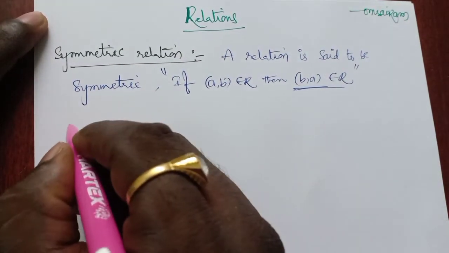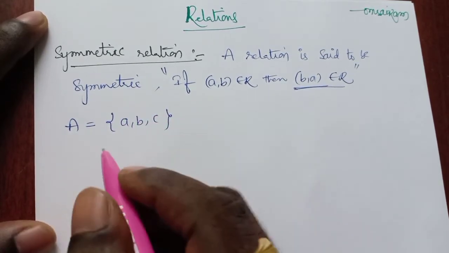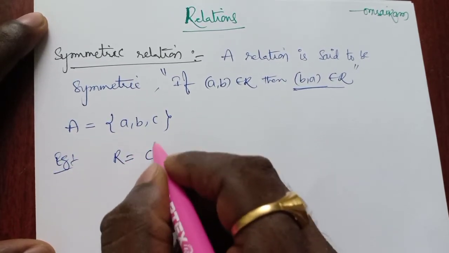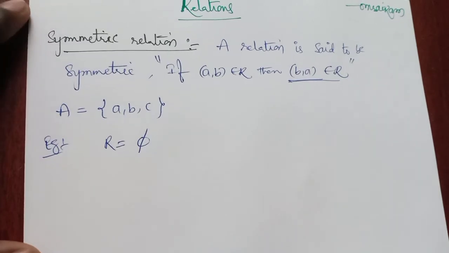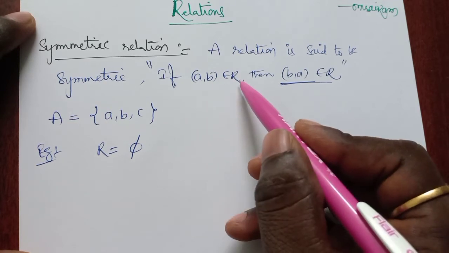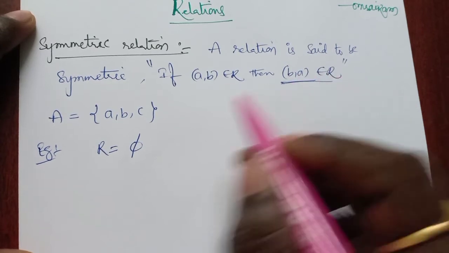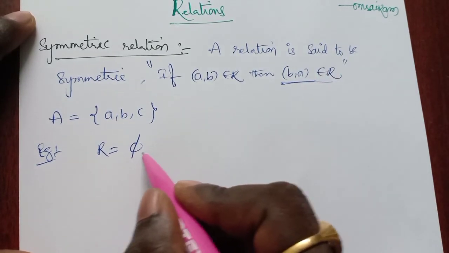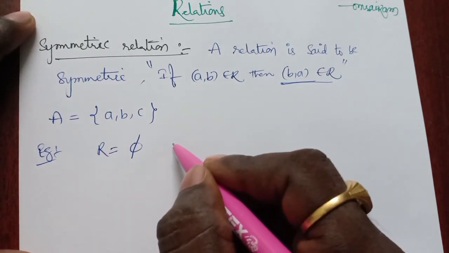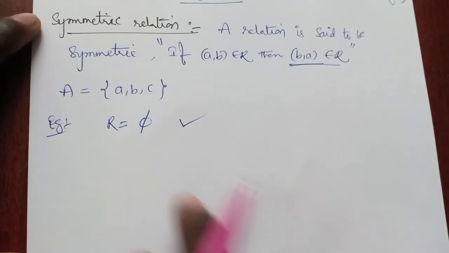Now coming to the example straight away, suppose A equals {a, b, c}. The first one is R equals phi. Now see, what is symmetric? If (a, b) belongs to R, then only (b, a) belongs to R. Here there is no (a, b), that's why no need to check for (b, a). So clearly it obeys the symmetric rule. Phi, why? Because no element is present here.